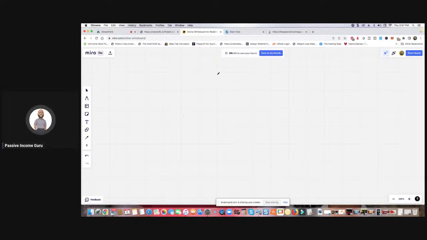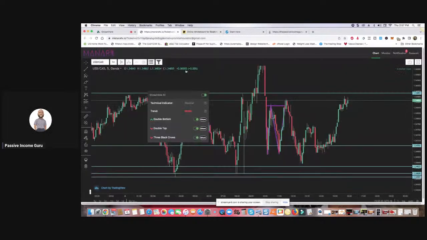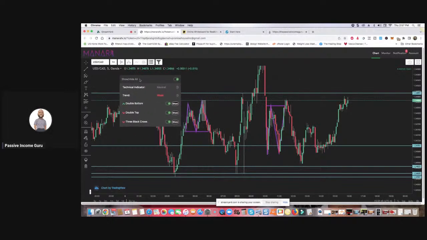Now, let's start with M, which is the Menara. This is my step-by-step process, guys, and this is what I look at first, the Menara. So let's go to the Menara. This is it right here.